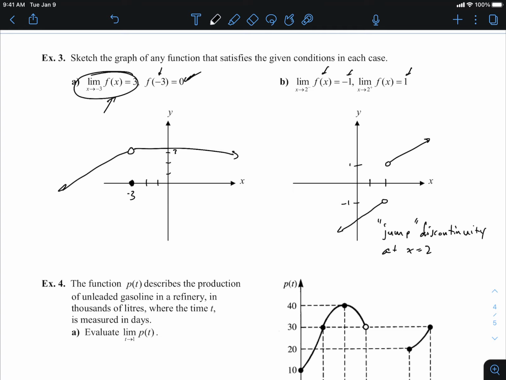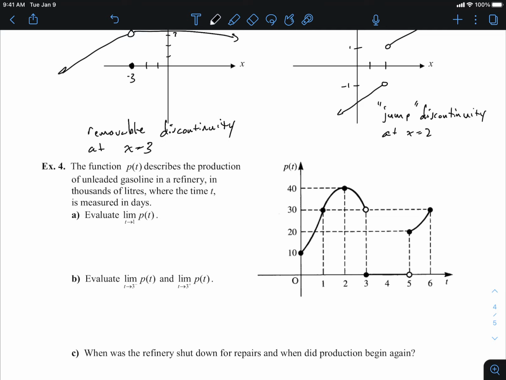So I suppose over here we could call something like this what we call a removable discontinuity at x equals 3.